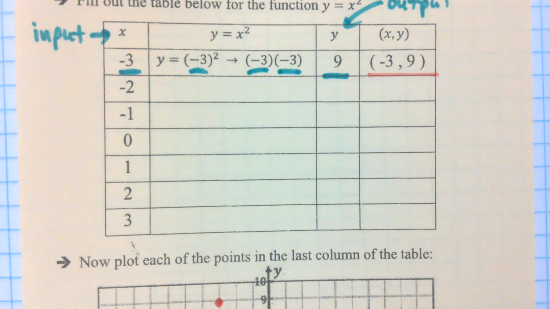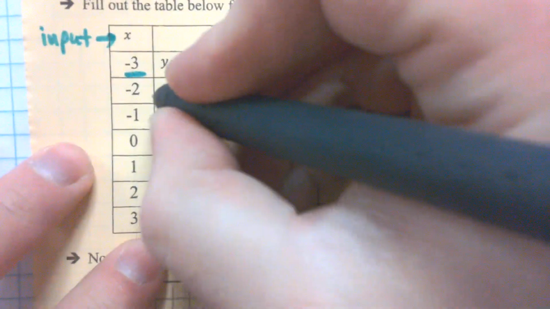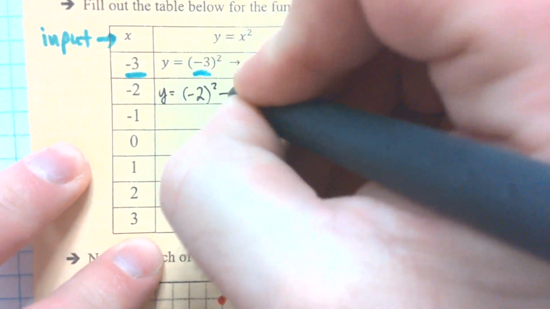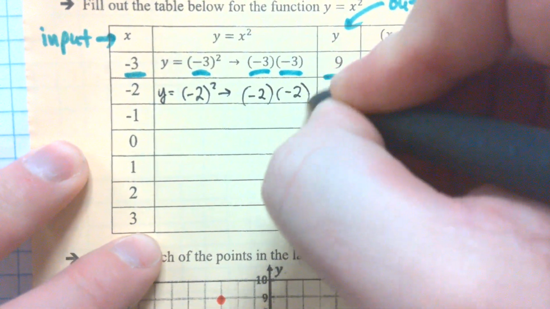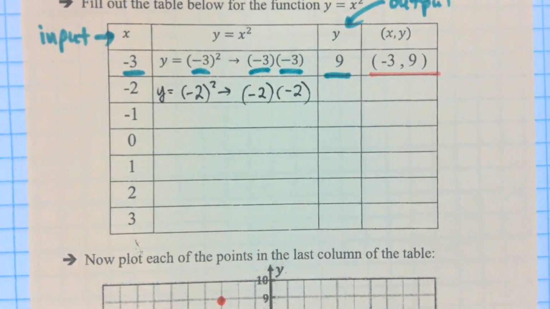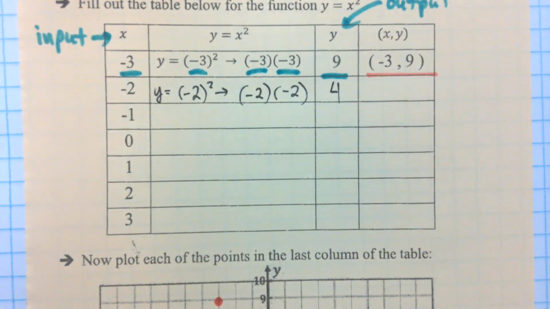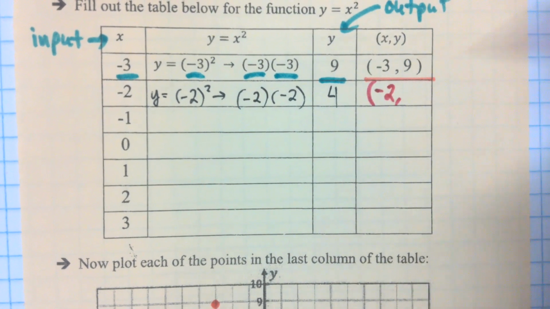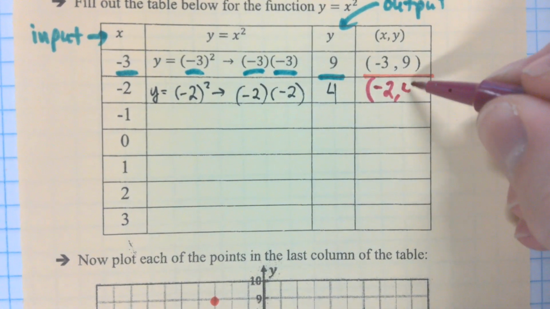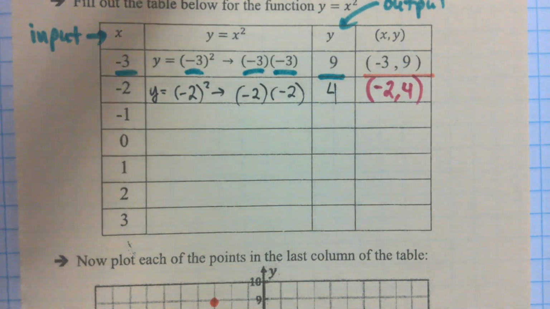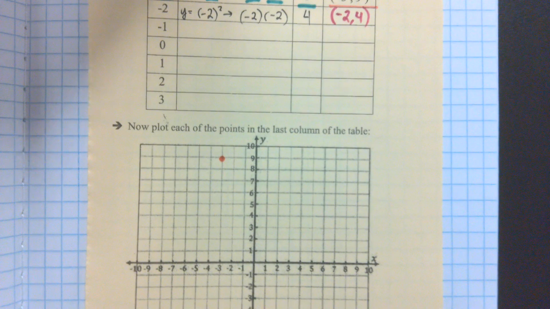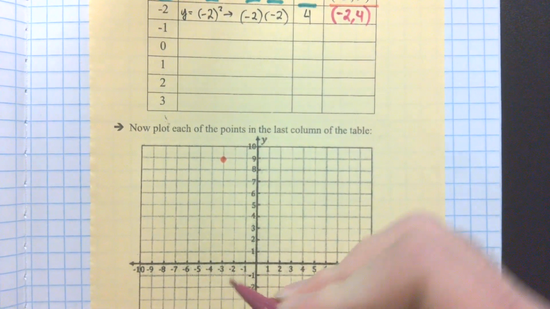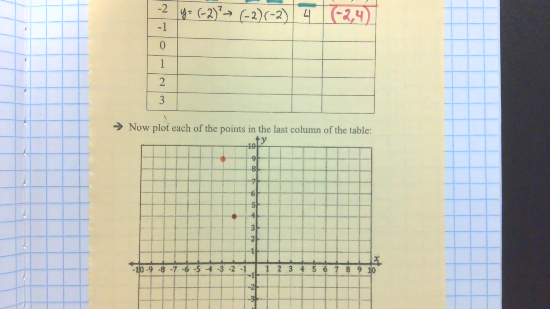Let's take our next one, -2. Y is equal to -2 squared, which is just -2 times -2. And that gives me what? -4. What's a negative times a negative? Oh, +4. So we get the solution -2, comma, what? 4. Exactly. Input, comma, output. We go down to our graph. -2 on the x, +4 on the y.